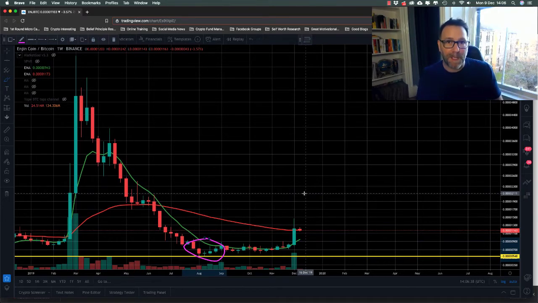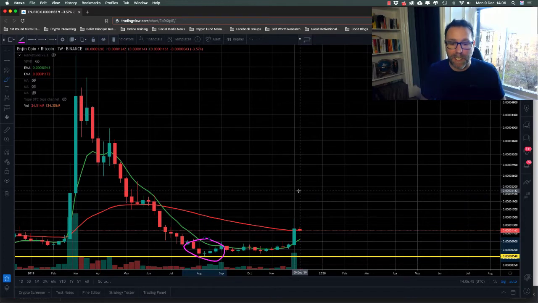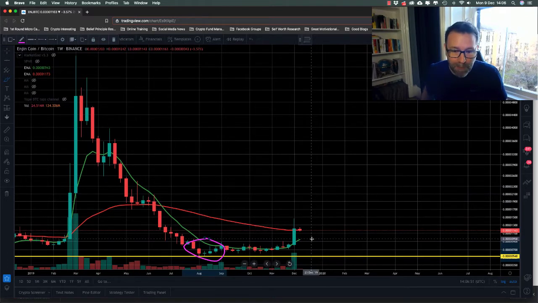What's changed fundamentally about EnjoinCoin as well? Well, they've had a couple of partnerships recently, so that's going to stand them in good stead. The team's still doing well, they're still active on GitHub. You're going to have to look at the fundamentals as well, but purely from a charting point of view, this is looking good just now.